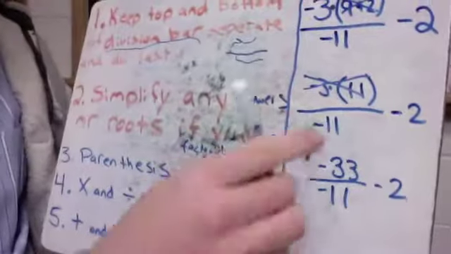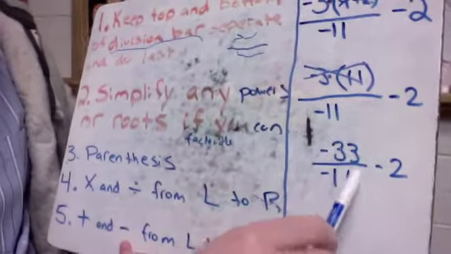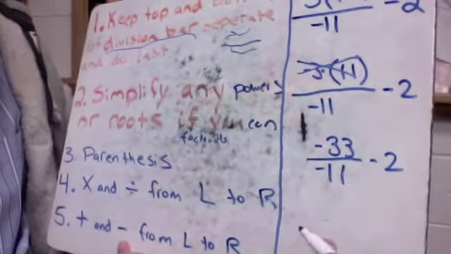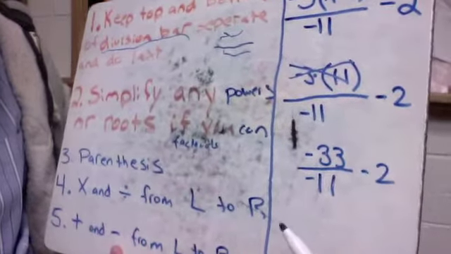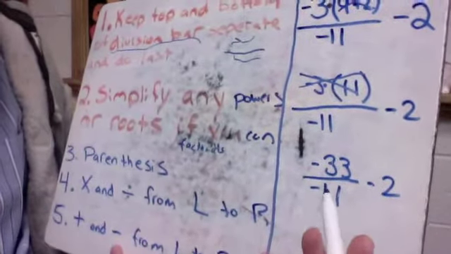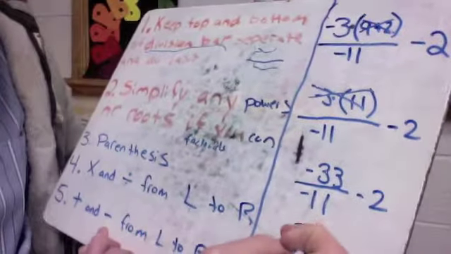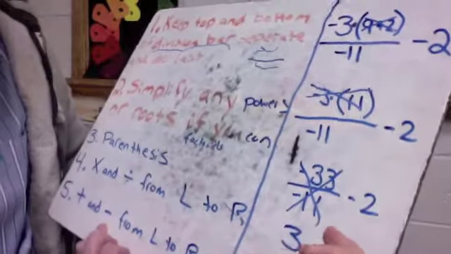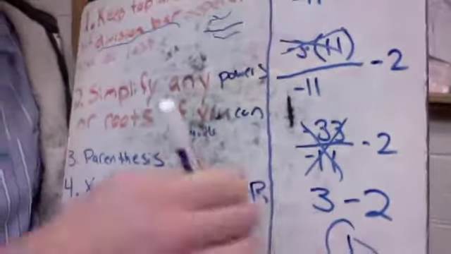Now we want to do the division bar as soon as we get a number on the top and a number on the bottom. We want to complete that division bar. So -33 divide. It looks like a fraction, but it can also be divide. -33 divided by -11 is going to be a positive number, because we're dividing two negatives, and that is just going to be 3. So I used that. Bring everything else straight down. And then, simple, all we have left is 3 minus 2. 3 minus 2 is 1.